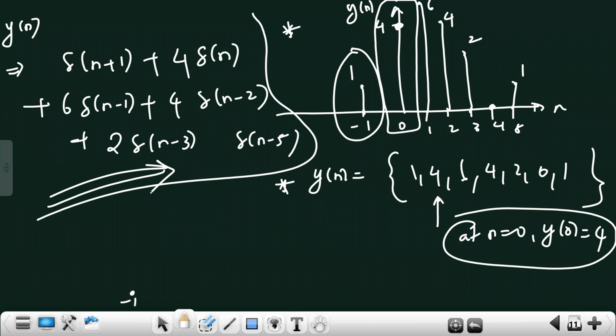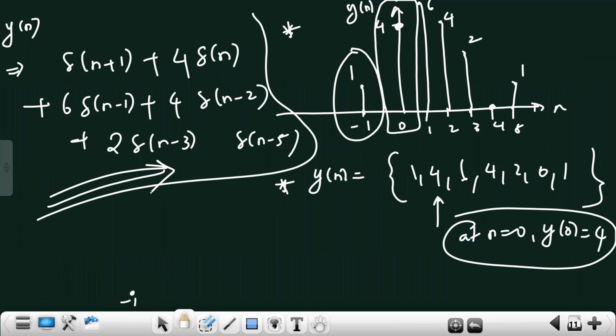I hope you understood this. Any doubts, please ask. Otherwise, I will be moving to the next question. This is interesting, no? But the only thing is, be careful while multiplying and adding, because if you put a negative sign instead of positive sign or positive instead of negative, everything will go wrong.